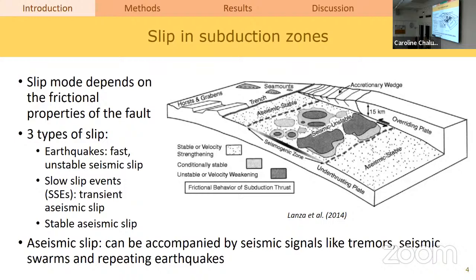But there are other types of aseismic slip within subduction zones. Up dip and down dip of the rupture, we have primarily stable aseismic slip. But we can also have transient episodes of aseismic slip, known as slow slip events. While these forms of slow slip are primarily aseismic, they can also be accompanied by seismic signals, such as tremors, seismic swarms, and repeating earthquakes, which is what I'm going to talk more about today.